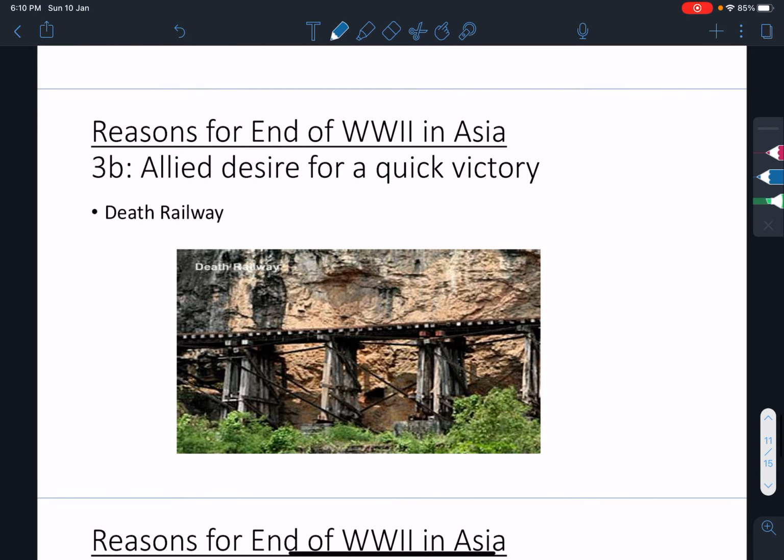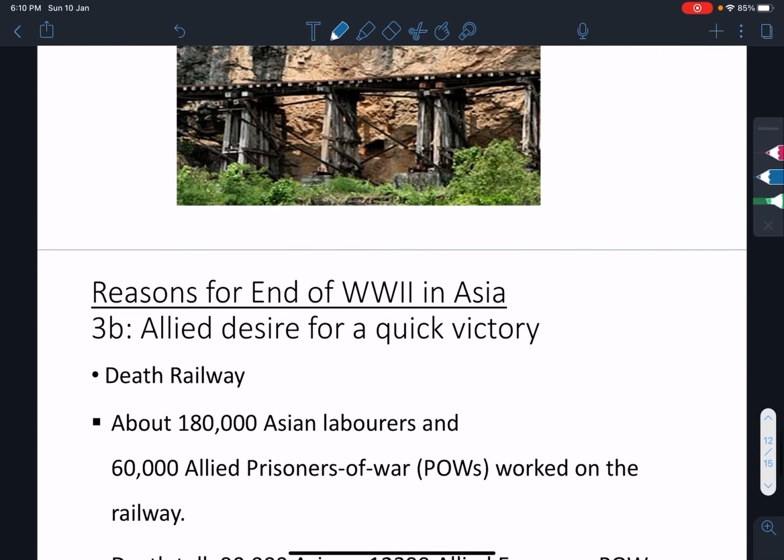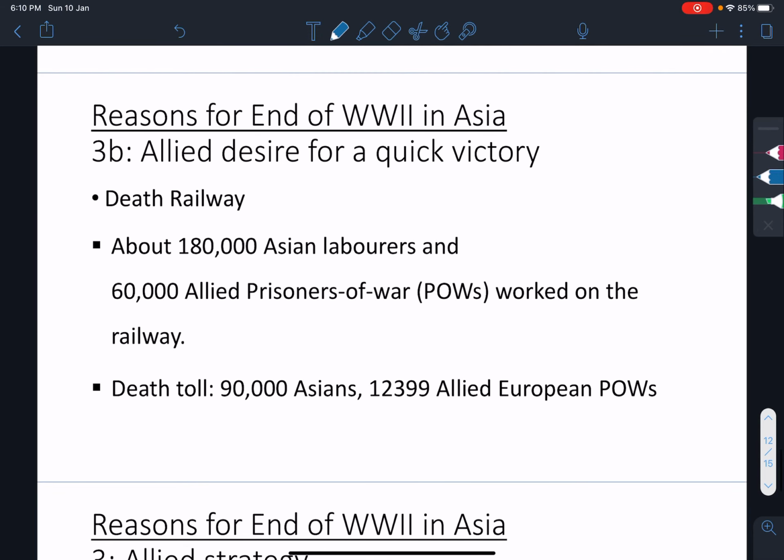So this is the Death Railway. You can go and Google some images. Some of it is still in Thailand. I don't suppose you're going to go to Burma, but basically it was built with slave labor. And you can see the numbers here. There were many POWs working on the Death Railway. The Allies knew this, and that is why they wanted Japan to surrender as quickly as possible so that they could liberate all these POWs.